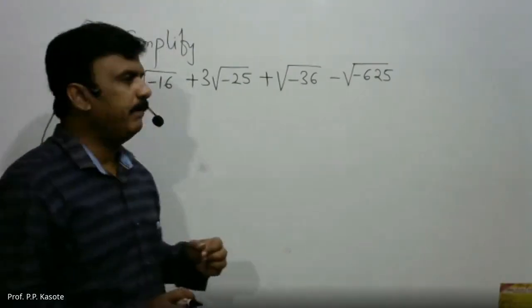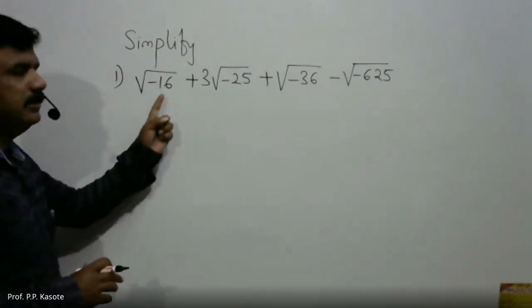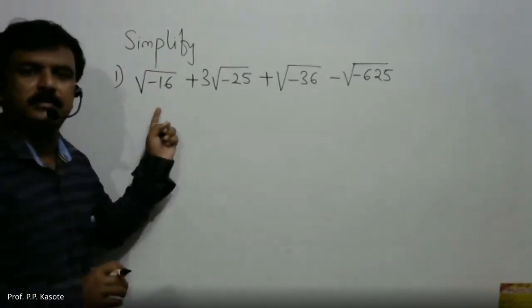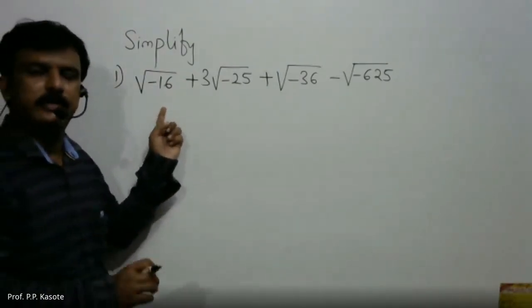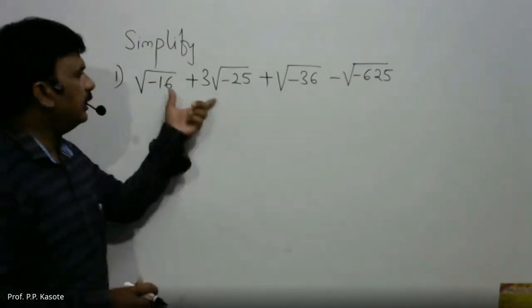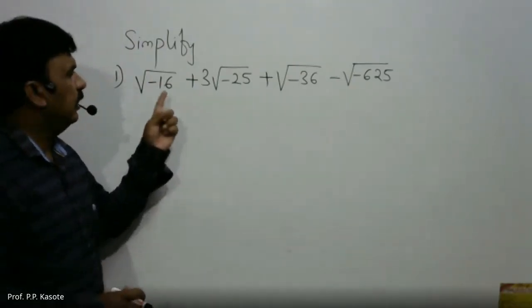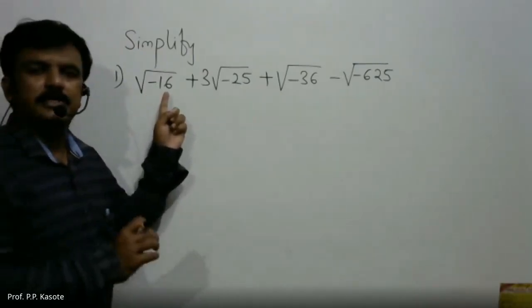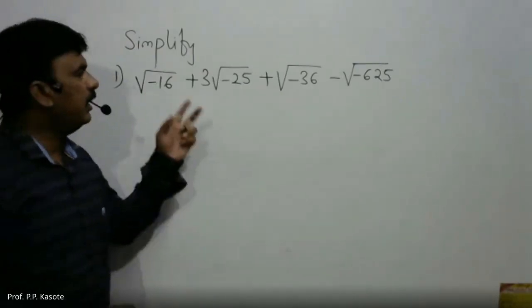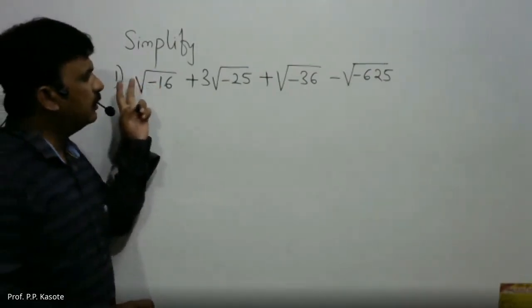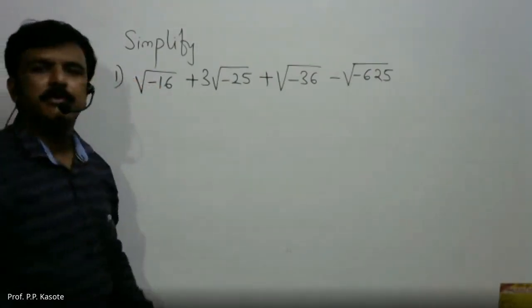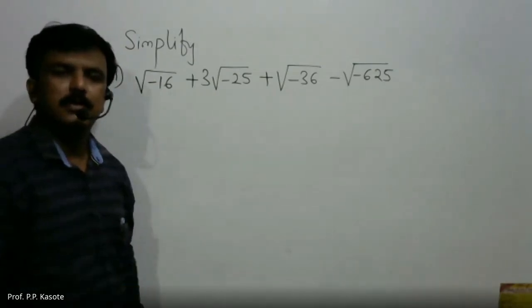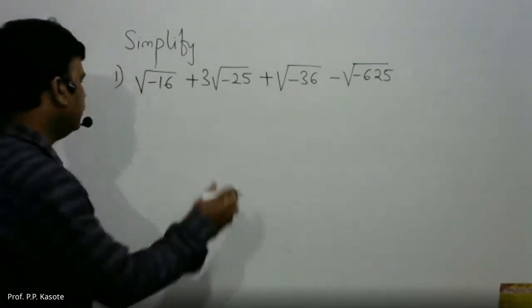We have one example. We are asked to simplify something. This example is there in the textbook, exercise 1.1, question number 1, example number 1. We are asked to simplify this. We never saw, or we cannot find, the square root of a negative number, but we are asked to simplify something which is negative under the root. Let us simplify this.